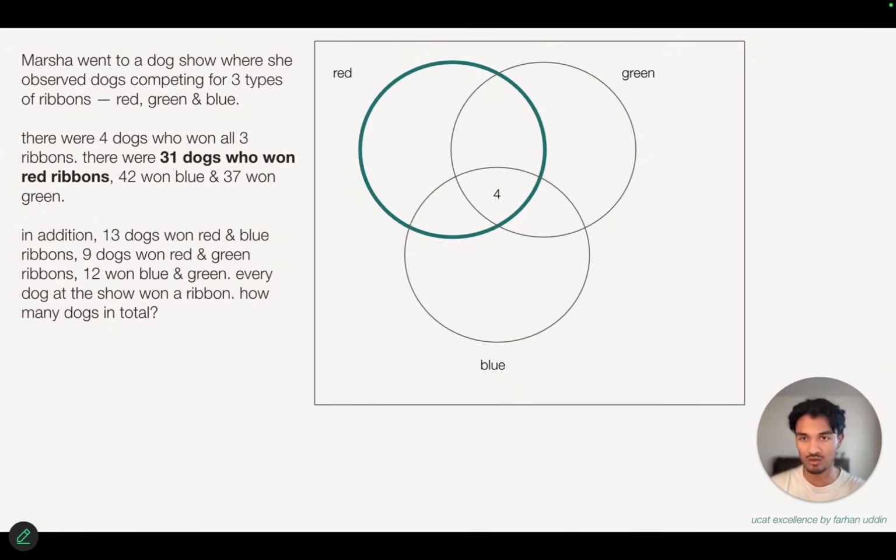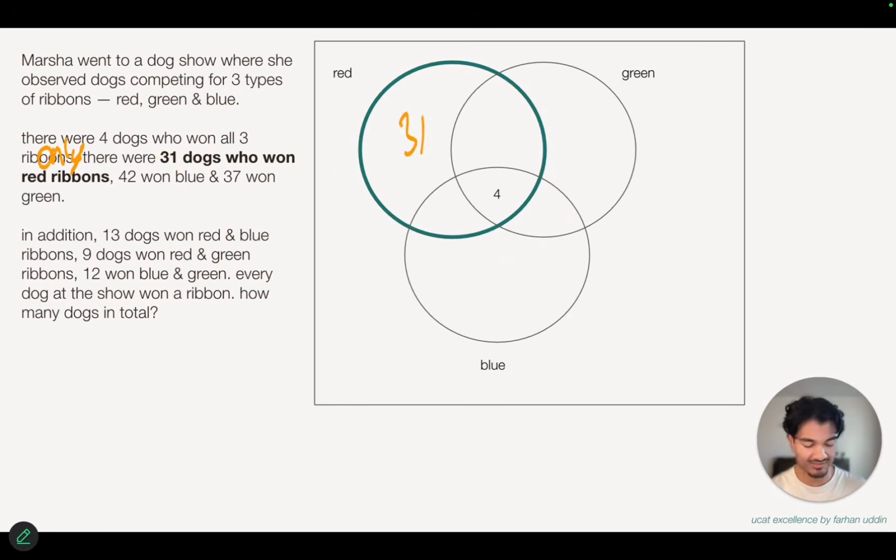There were 31 dogs who won red ribbons. Now, this is important. The first mistake people make is that they put a 31 here, thinking that, well, if they won red ribbons, then there must be a 31. But the reason why this might be misguided is because this 31 in the stem refers to the entire circle that I've just now circled in both green and orange. So let's do the maths, right? 31 plus 4, that's already 35. That can't add up. So, had this said instead 31 dogs who won only red ribbons, then you'd be correct.